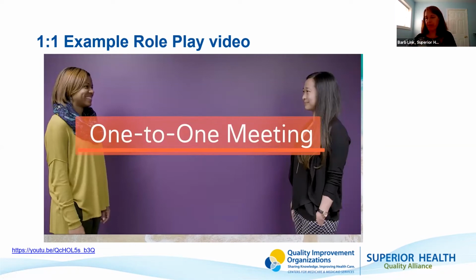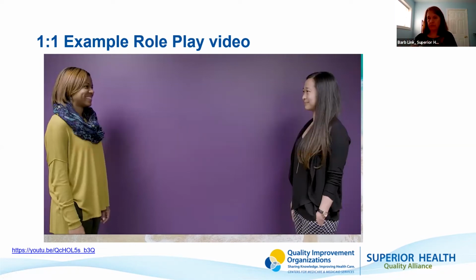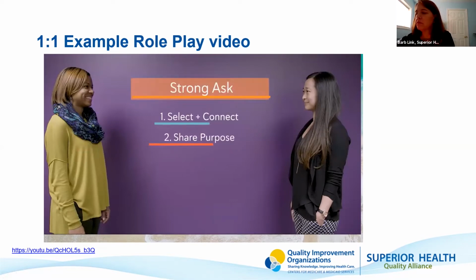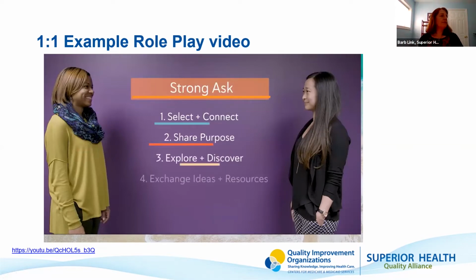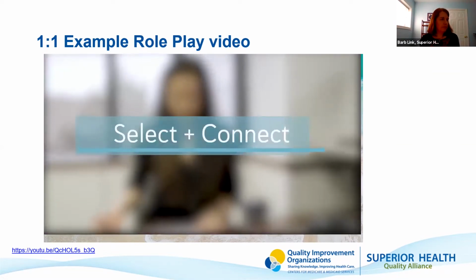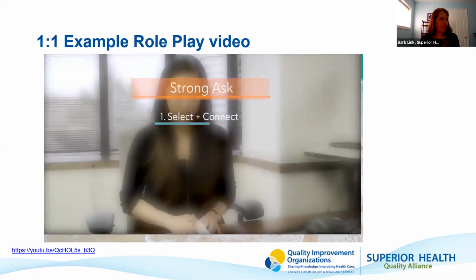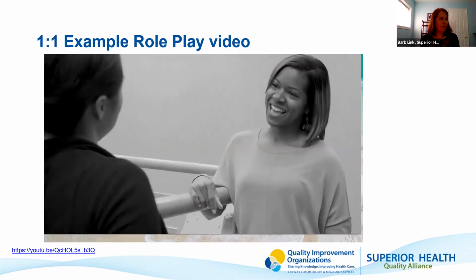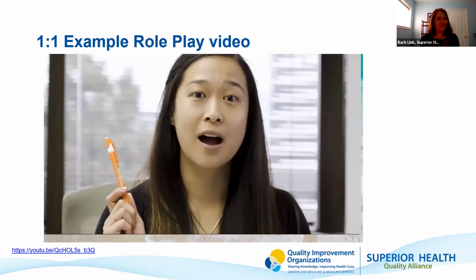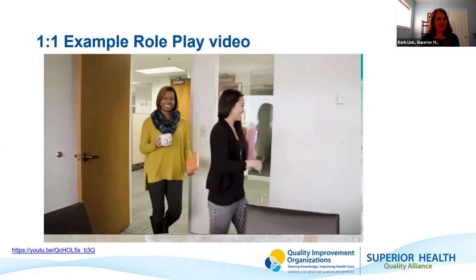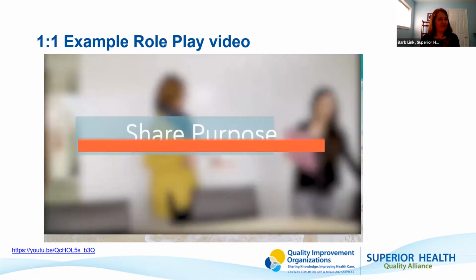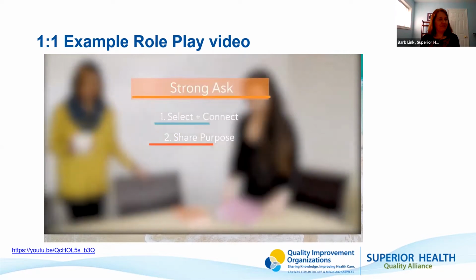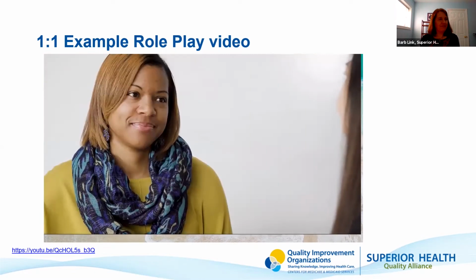The process of making a strong ask during a one-to-one meeting can be broken up into 5 different steps. Select and connect, share purpose, explore and discover, exchange ideas and resources, secure commitment. First, select and connect. Decide who you'd like to request support from by first looking at people with shared interests, who might also want to achieve your coalition's goals. Next, when you meet with the person, be very clear about your purpose or your reason for wanting to talk to them. Tell them why you thought of them for this request and what you want to explore.